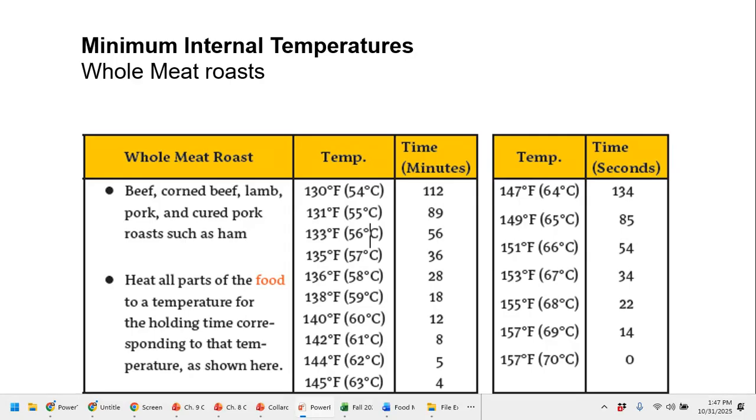It's like, but it's still in the temperature danger zone. You keep saying you can't have things in the temperature danger zone, right? So let me explain a little. This is where we are killing the bad bugs, the pathogens. We're killing them with heat, but also time in that heat.